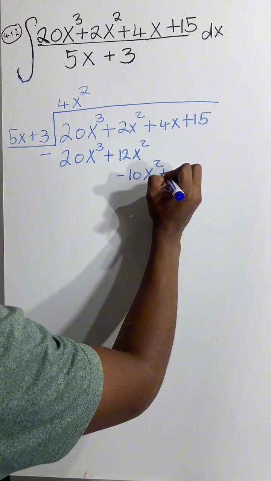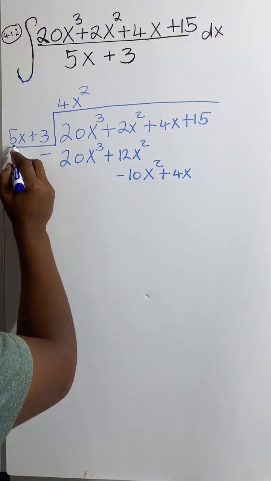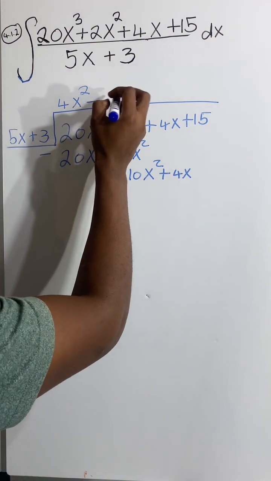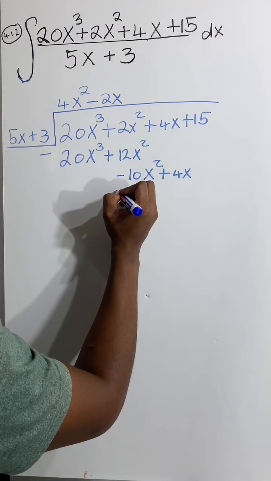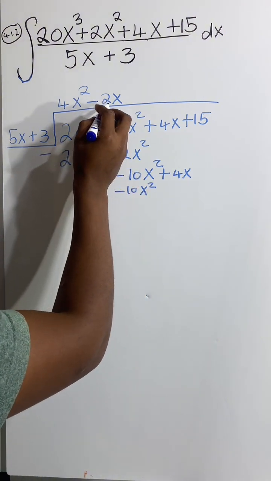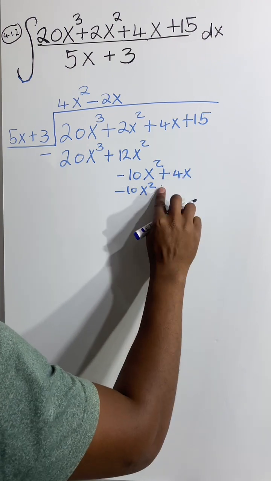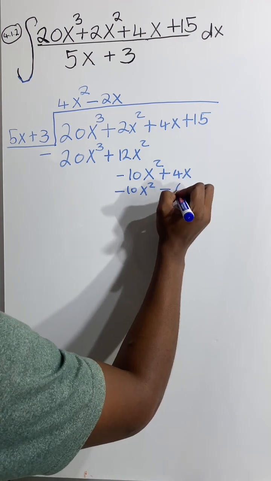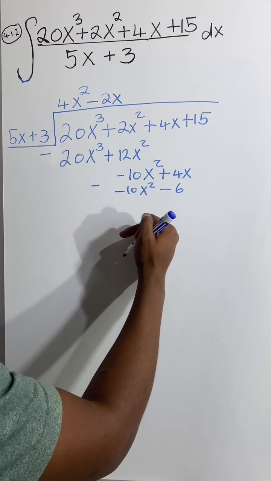We bring down that 4x. Negative 10x squared divided by 5x is equal to negative 2x. Negative 2x multiplied by 5x is equal to negative 10x squared. Negative 2x multiplied by positive 3 is equal to negative 6x. Negative 10x squared minus negative 10x squared is equal to 0.